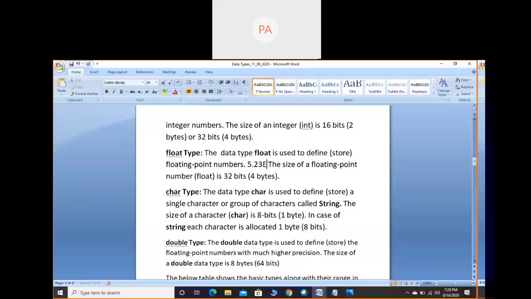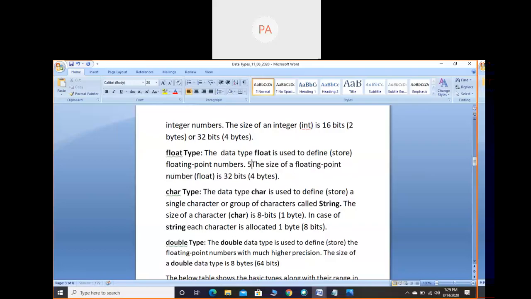So 5.23E5. Like in mathematics, we write 5.23 into 10 raised to 4, or 10 raised to 5. This is the mathematical way of representation. With respect to C language, instead of 10 raised to, we write it as E. That is scientific notation or exponent form.